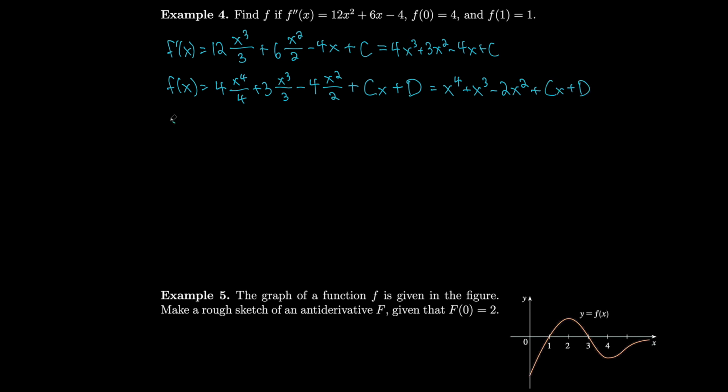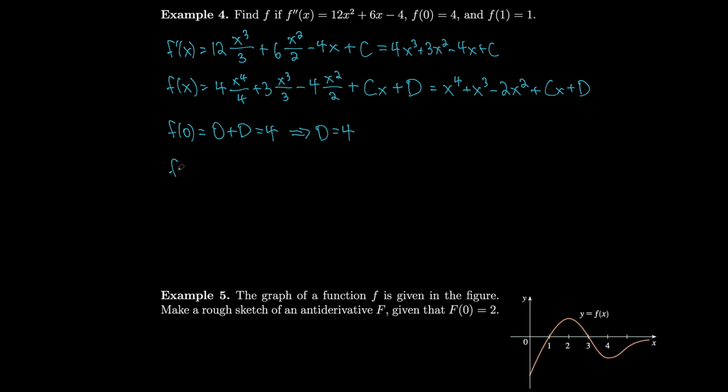So now let's use our f of 0. They told us f of 0 was 4, but if we plug in 0, this is gone, this is gone, this is gone, this is gone, so we just get 0 plus d. That must equal 4, because f of 0 is 4. Okay, so that means that d must equal 4. So now we have one of the constants solved for.